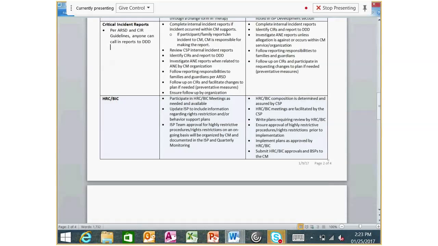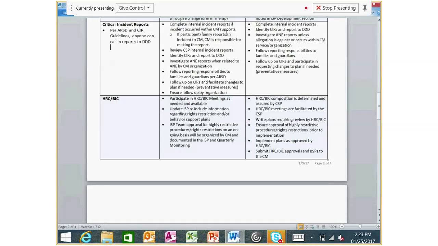Okay, so the inverse of that essentially is for CSPs to be completing those internal incident reports as has always happened, identifying the CIRs and reporting to DDD as has been common practice, investigating the A&E reports. So again, the inverse of what Sam was talking about. If the incident happened within that case management organization and was reported to a case management agency staff, then the CSP is not responsible to investigate that.